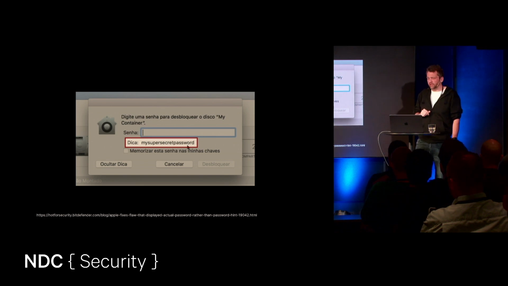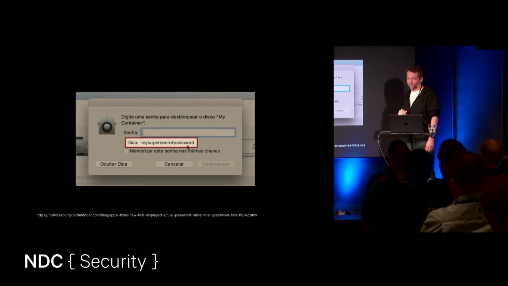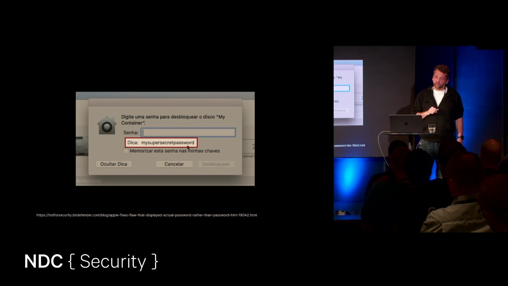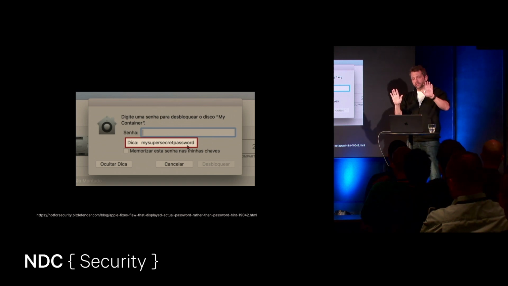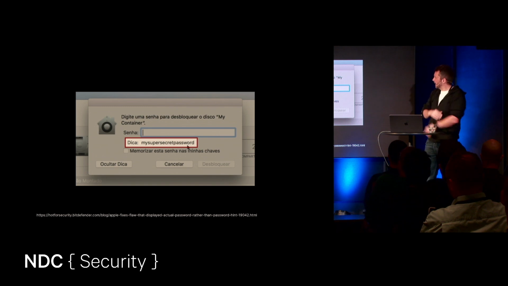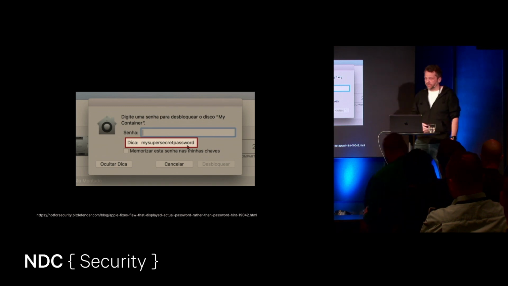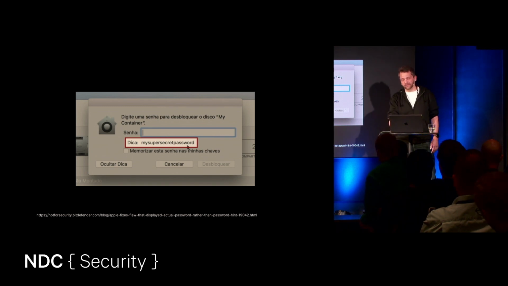This is a rather funny example, or depending on who you are. This was Apple. They were going to show you your password hint, but they accidentally showed you your password instead. So you had two fields, the hint and the password, and they were accidentally flipped in the code, so it showed the wrong thing.